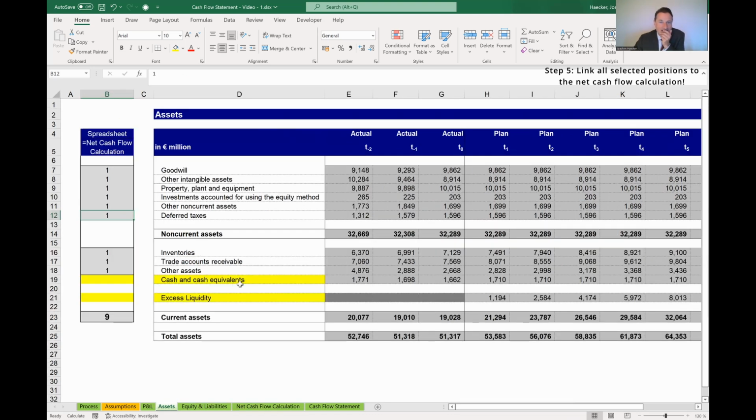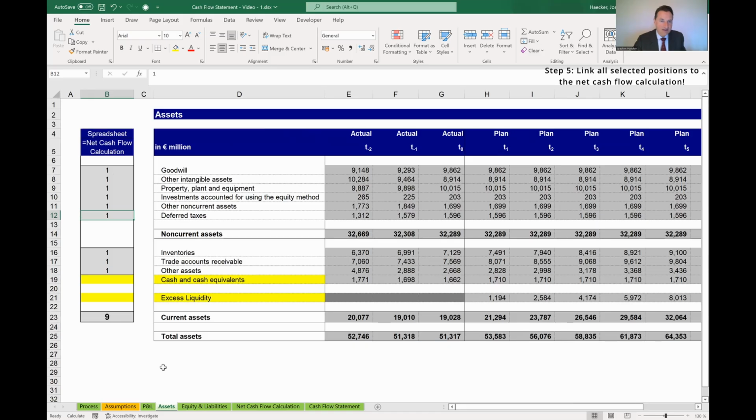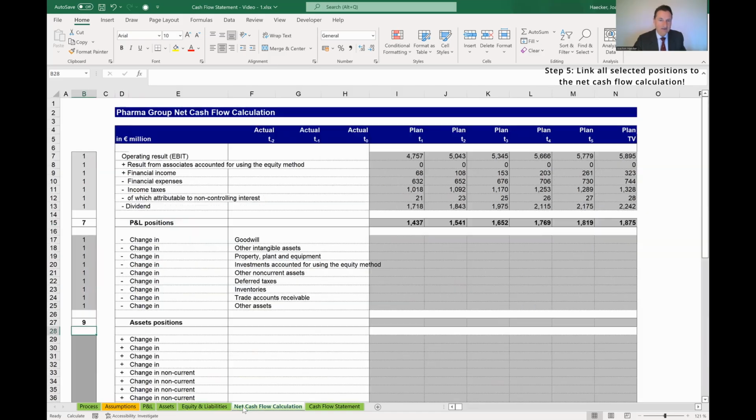The other ones, cash and cash equivalents, excess liquidity, are not taken into consideration. So how many positions do we have here? 1, 1, 1. We add it all up. And this is 9. How many did we select? 9, 9, check. Everything correct.